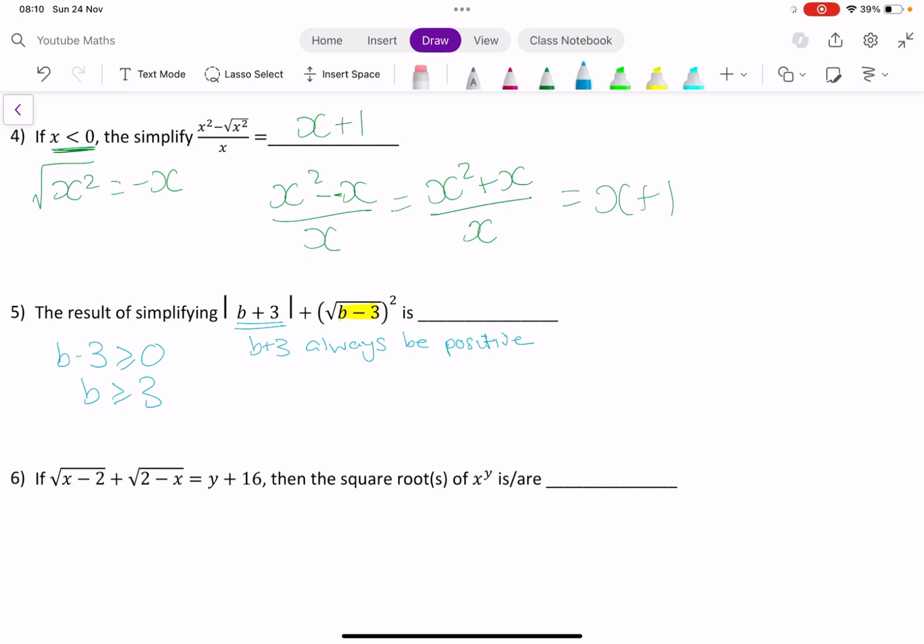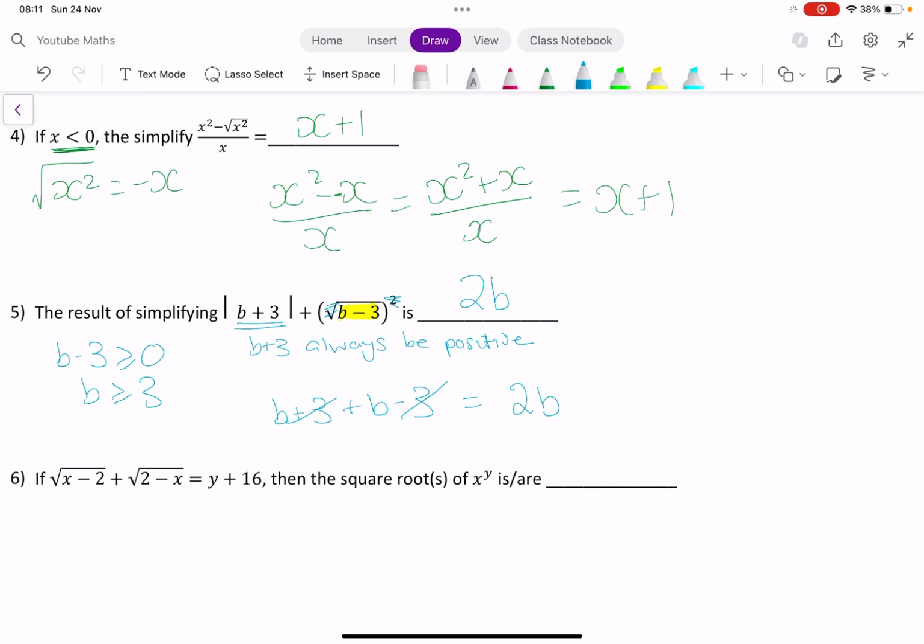And from that, the absolute value of b plus 3 is just going to be b plus 3 because it's already positive. This is positive, so the square root and the square cancel out, so we've got b minus 3. And then from there, we collect like terms, we've got 2b, 3 and minus 3 cancel out, so the answer is just 2b. Okay, now let's do question number 6.